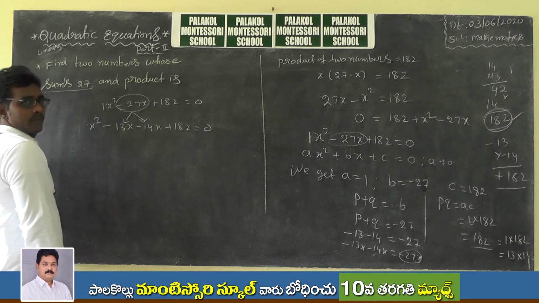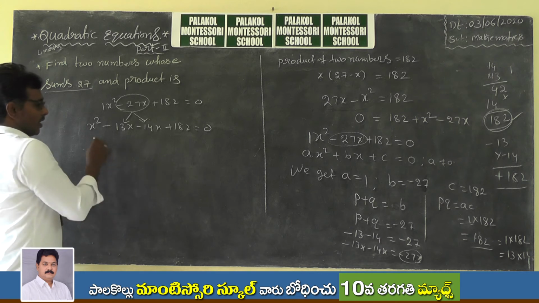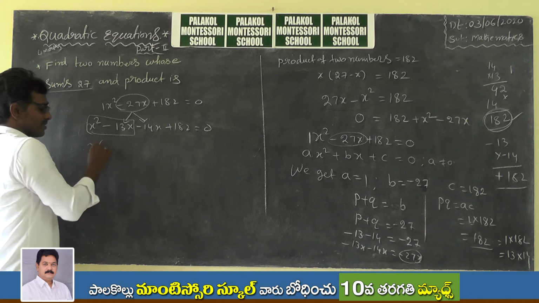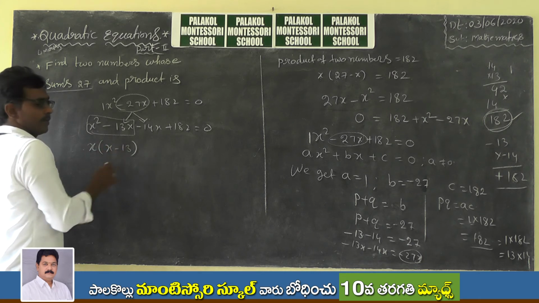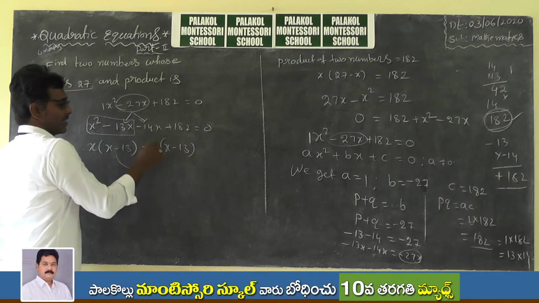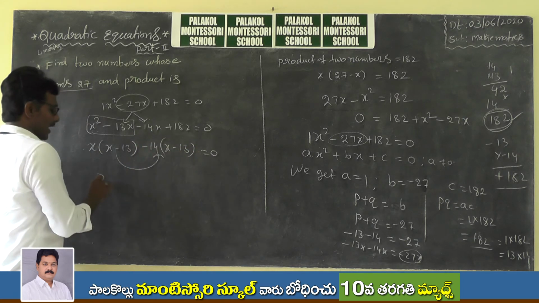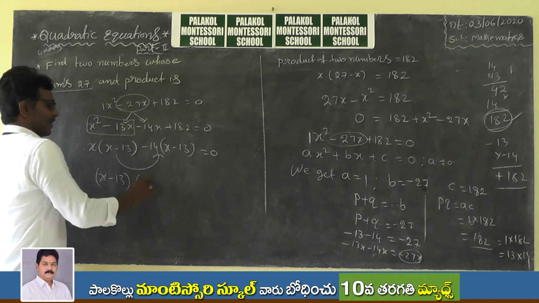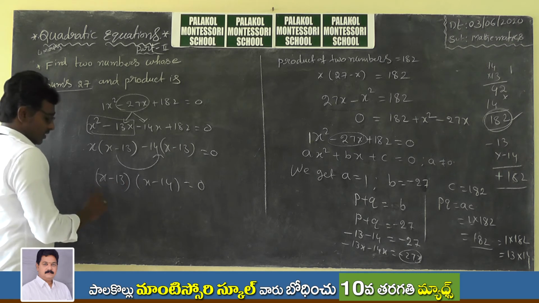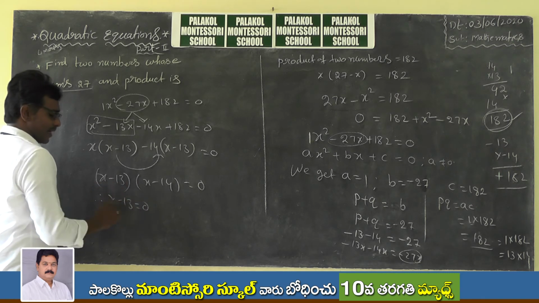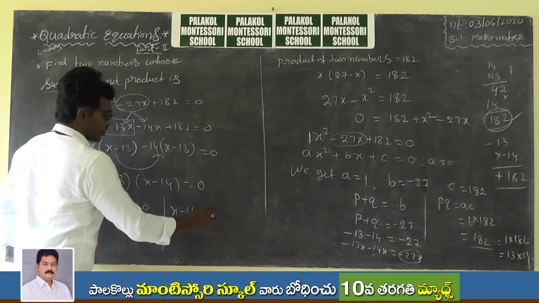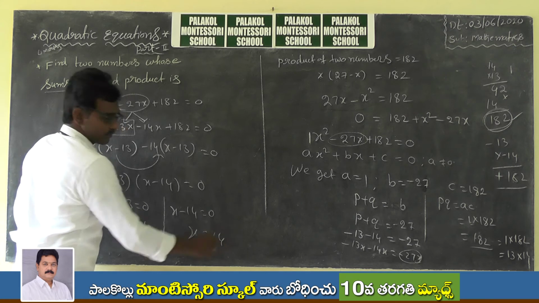How many terms are formed? Four terms are formed. Now I take the first two terms: x is common, x minus 13 is remaining. Again the bracket term x minus 13, and here minus 14. So (x minus 13)(x minus 14) is equal to 0. These are linear factors, so each is equal to 0. x minus 13 is equal to 0, x is equal to 13. x minus 14 is equal to 0, x is equal to 14.